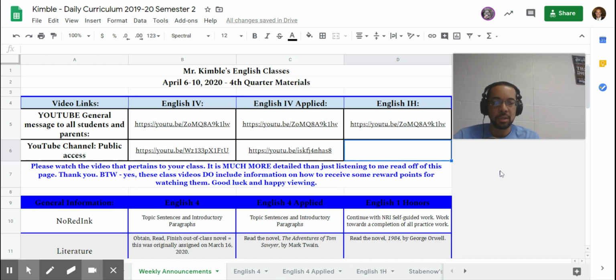It is a participation type of grade, and how we divide up those 10 points is really up to us. And I have a very specific way that I'm going to divide up those points, and I'm going to talk about that here in just a second. It's going to be on the bottom of this page.